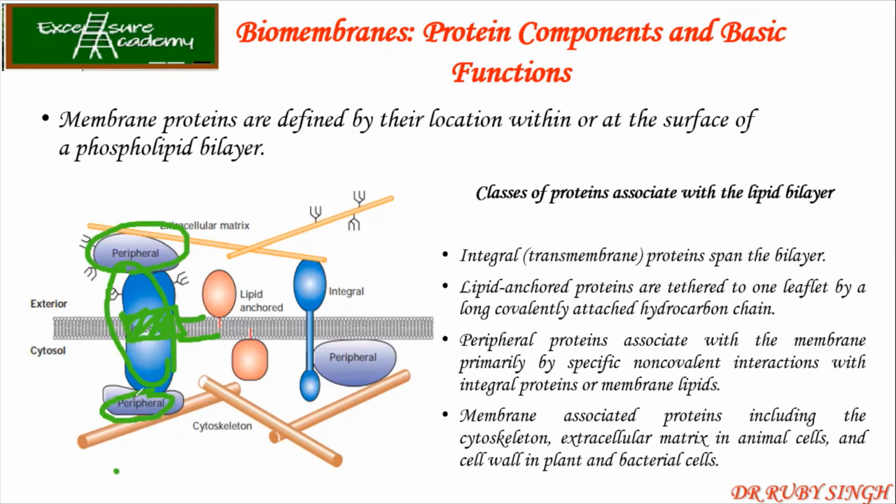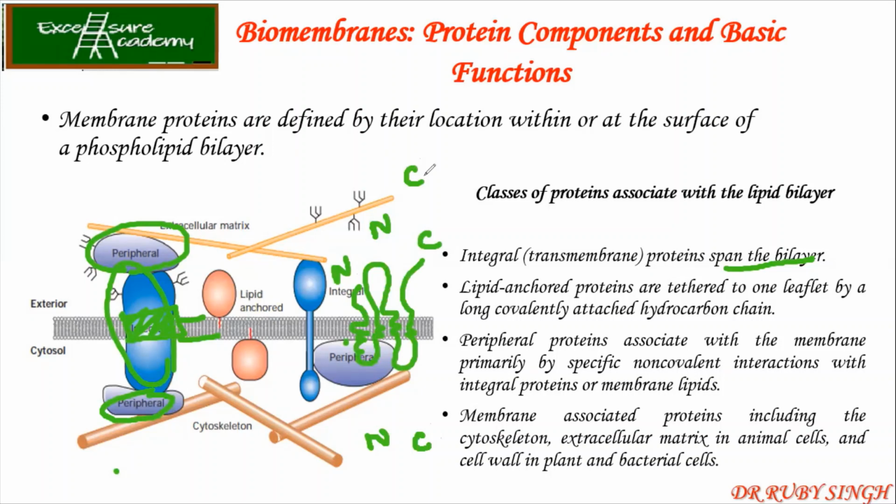Integral proteins are also called the transmembrane proteins, which span the bilayer. Span the bilayer means they are going to cross the plasma membrane. In a few textbooks, it will be given like this, where you have the N terminal and C terminal of the protein. Sometimes N terminal this side, C terminal this side, or you can have N terminal over here and C terminal over here.